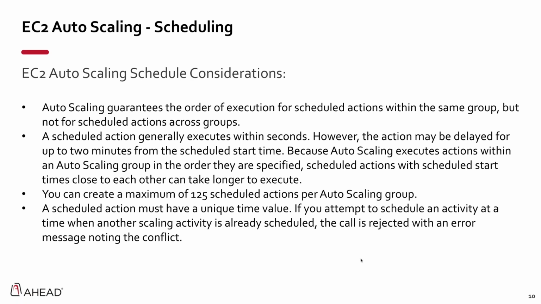Okay, EC2 Auto Scaling and Scheduling. There are a lot of things here, and realistically a lot of this is taken directly from the AWS documentation, but I wanted to cover a few of these, and it's kind of an eye chart. I'll keep it up there for you. Let's get one of the easy ones. You can create a maximum of 125 scheduled actions per auto scaling group.